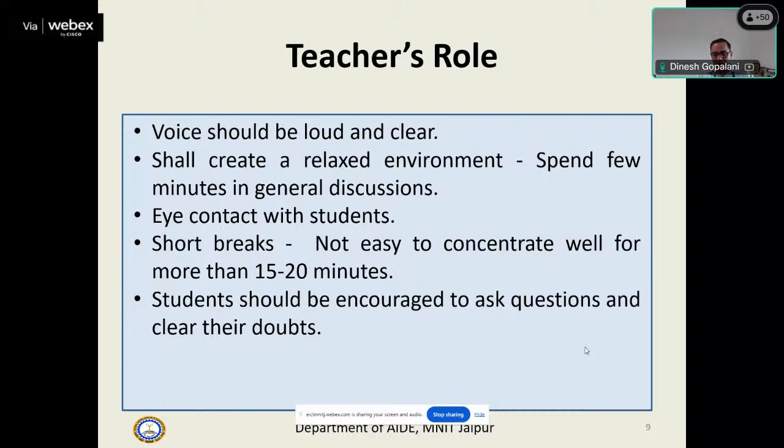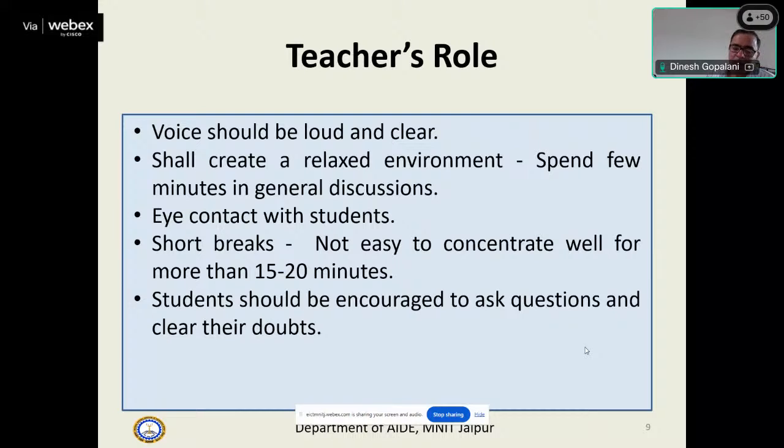Now coming to our role, very important. No matter which method we are using, some people, even though they have good resources and good methods, may still not do justice. So as a teacher, what is important is that our voice should be very loud and clear. And nowadays, fortunately, we are having PA systems also. So wherever the class size is big, we should rather invest in this.